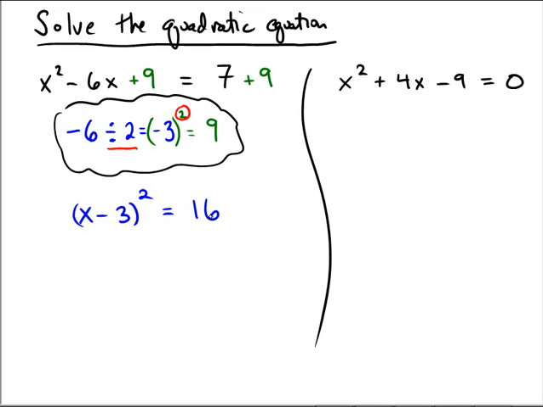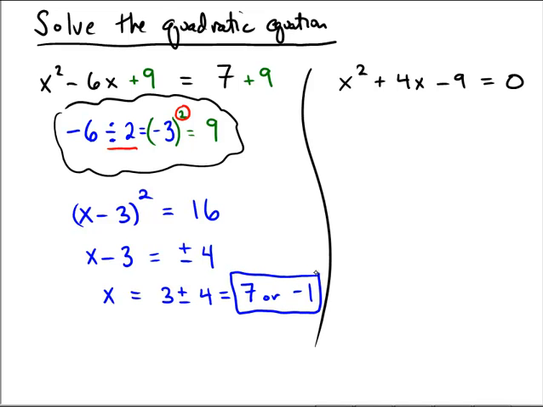So now we can take the square root of both sides by the square root property and say x minus 3 must be equal to plus or minus the square root of 16, which is 4. And by adding 3 to both sides, we now see that x equals 3 plus or minus 4. And of course, what's 3 plus 4? But 7. And what's 3 minus 4? But negative 1. So the two answers to this one were 7 and negative 1.